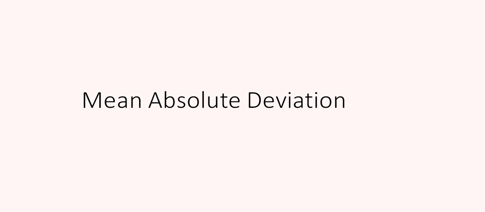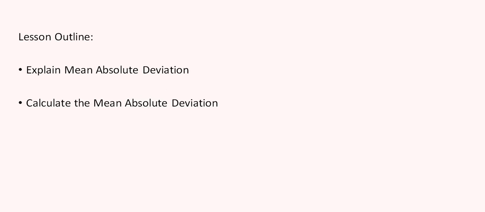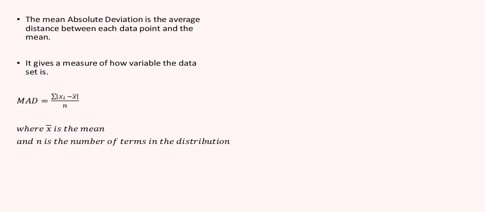Let's go ahead and study mean absolute deviation. We're going to explain what the mean absolute deviation is and show how to calculate it. The mean absolute deviation is the average distance between each data point and the mean. It gives a measure of how variable the data set is.